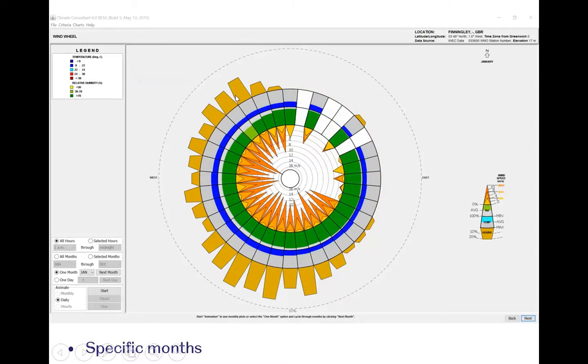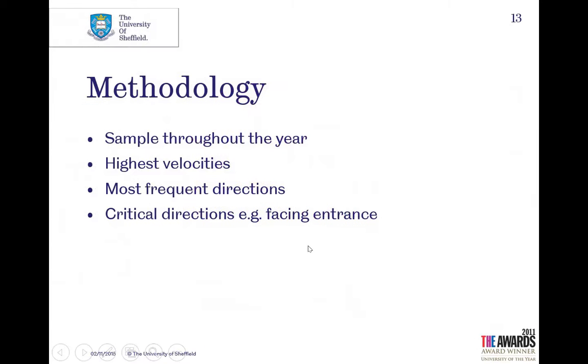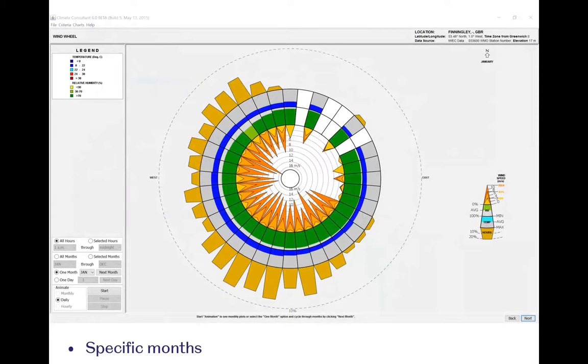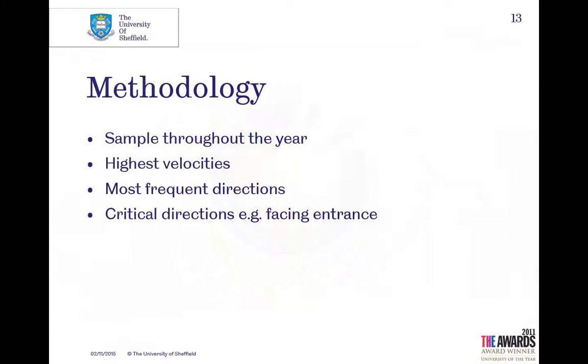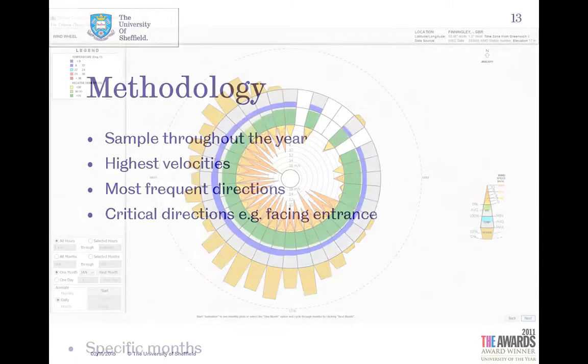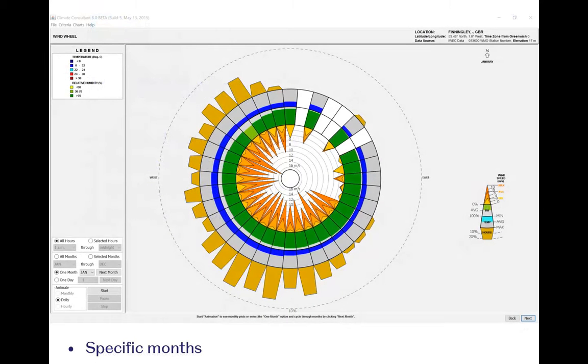In Climate Consultant, the yellow bar here is then the percentage of hours that you're experiencing the wind from these directions. Now, in terms of methodology, with the wind, you have to sample throughout the year. The wind comes from all sorts of directions, so you can't do a single simulation. You have to look at your wind direction, look at your windrose, and decide where you're going to test.